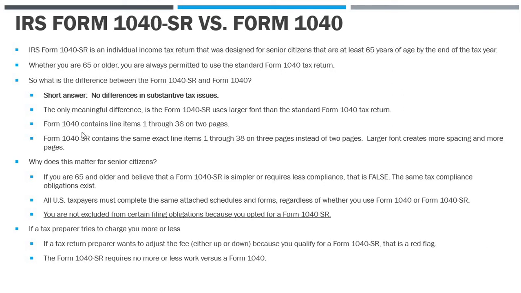The Form 1040 contains line items 1 through 38, and this is spread across 2 pages. The SR has the same exact line items, word for word, verbatim. They have the same line items, 1 through 38, but in this case, it's spread across 3 pages instead of 2, right? And obviously, when you have larger font and you have more spacing to make it more easily able to read, you're going to have more pages. So again, why does this matter for senior citizens? Well, the idea is if you're 65 or older, it's just easier to read it.